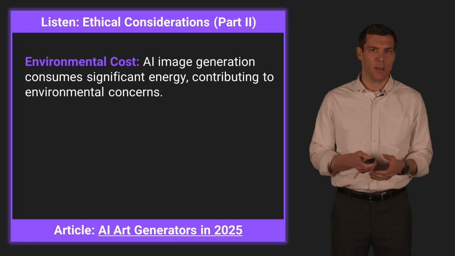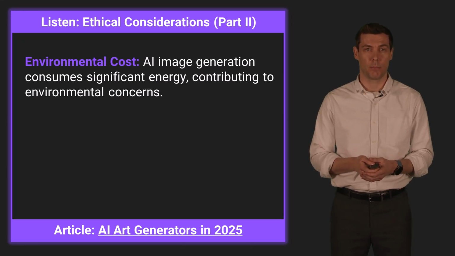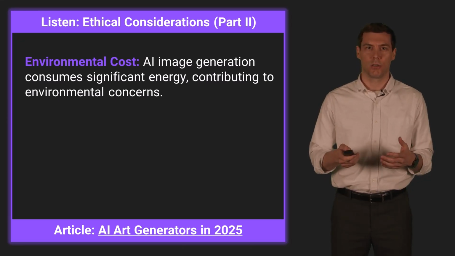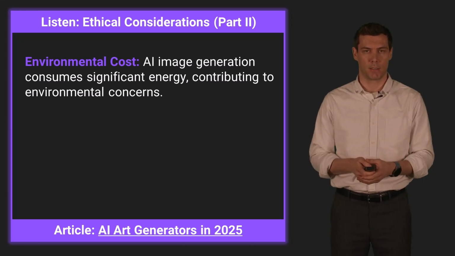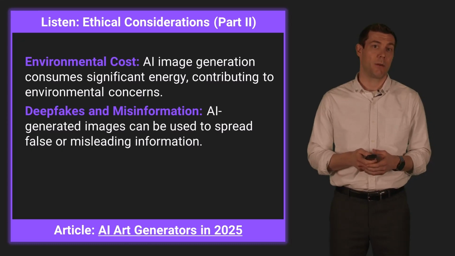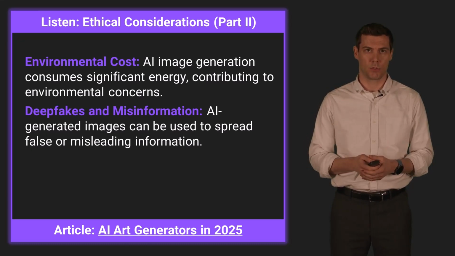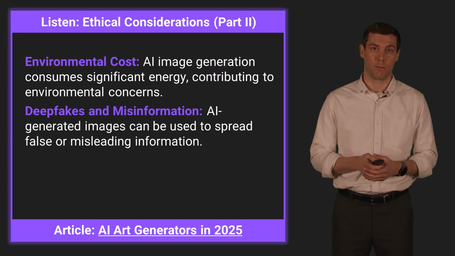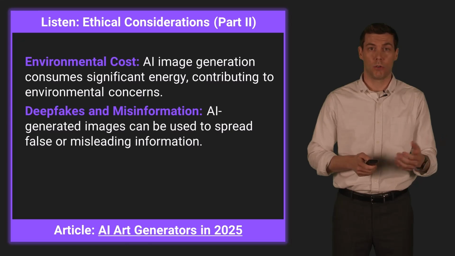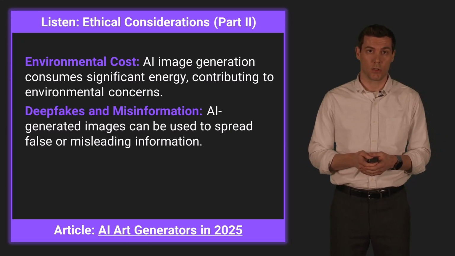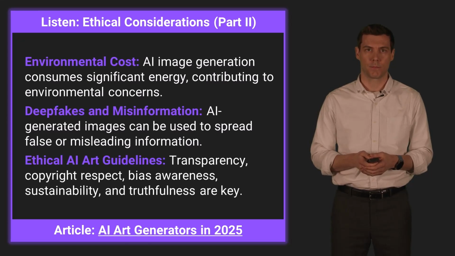Environmental cost. AI image generation requires significant computing power, resulting in considerable energy consumption. Since much of this energy currently comes from fossil fuels, every AI-generated image has an environmental impact. Deepfakes and misinformation. AI-generated images have the power to create incredibly realistic visuals, known as deepfakes, which can be misused to spread false or misleading information. From fake political photos to fabricated events, the potential for misinformation is a serious concern as AI becomes more advanced.